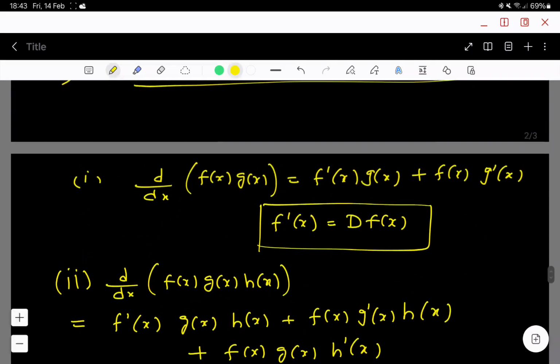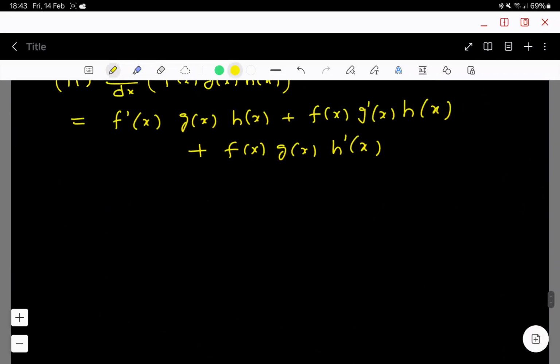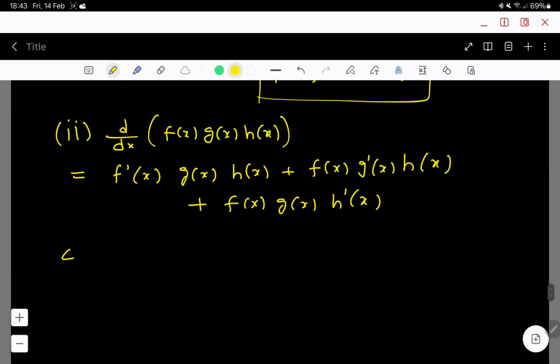Next rule is quotient rule, okay? Two functions are in fractions. We apply this rule. D by dx of f of x by g of x.